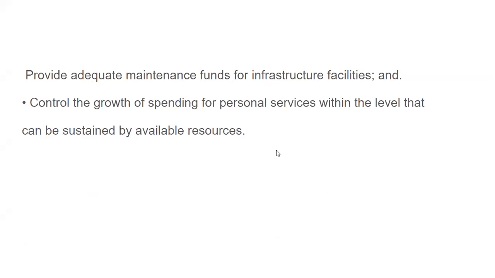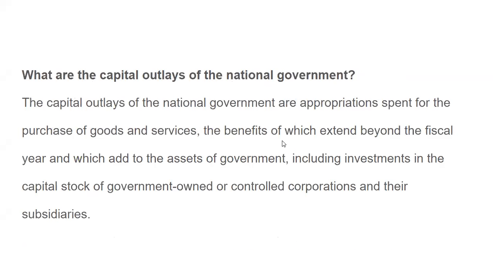Now, provide adequate maintenance funds for infrastructure facilities, and control the growth of spending on personal services within the level that can be sustained by available resources. So the head of the agency will go to Congress to ask for funds for the payment of their workers. As much as possible, they are prohibited from hiring unless it's necessary. If the board approves that they can hire, then later on they will ask Congress to augment the fund for personal services.